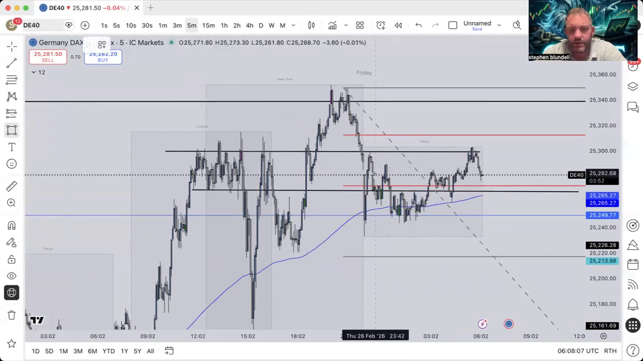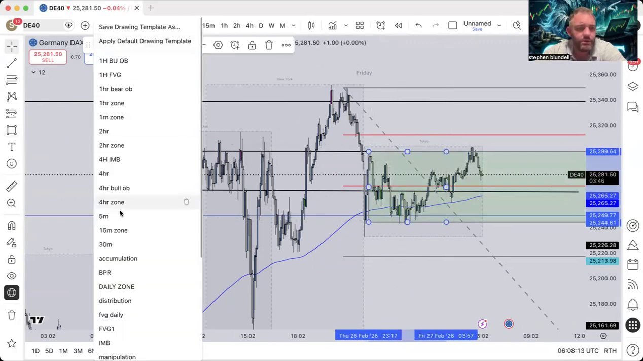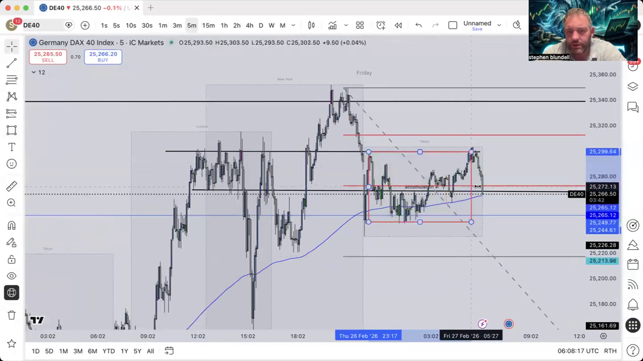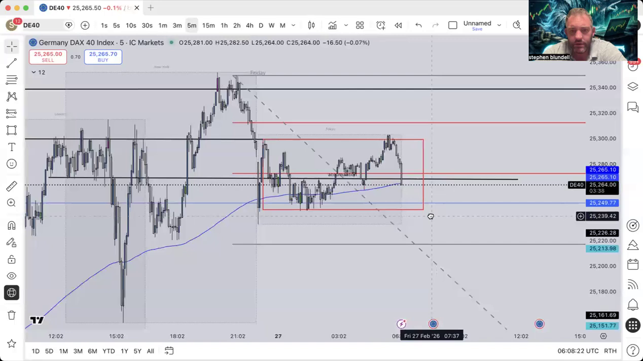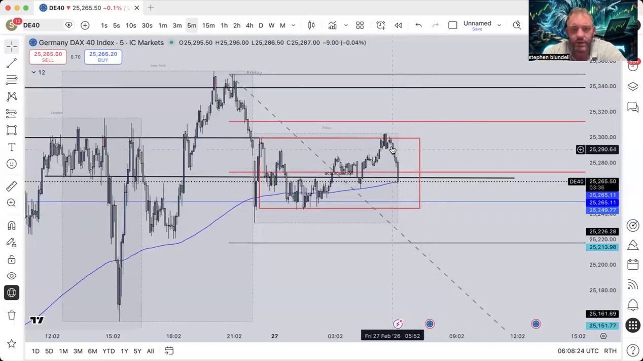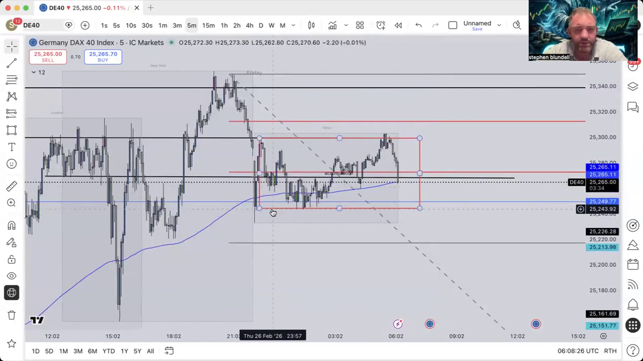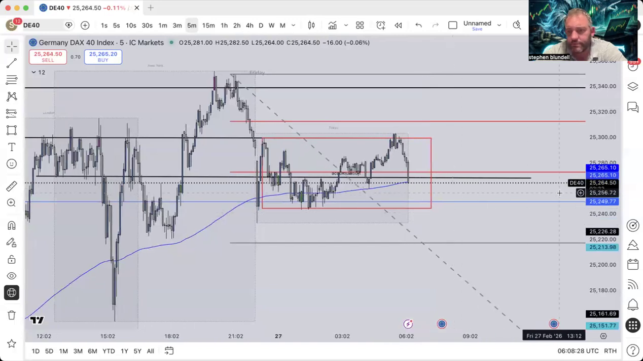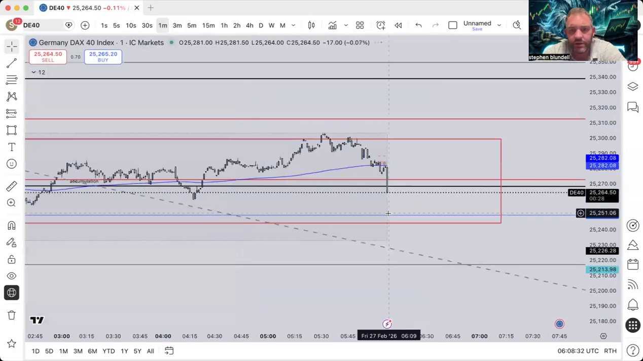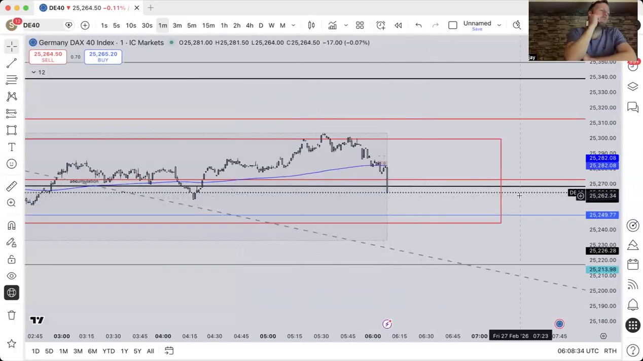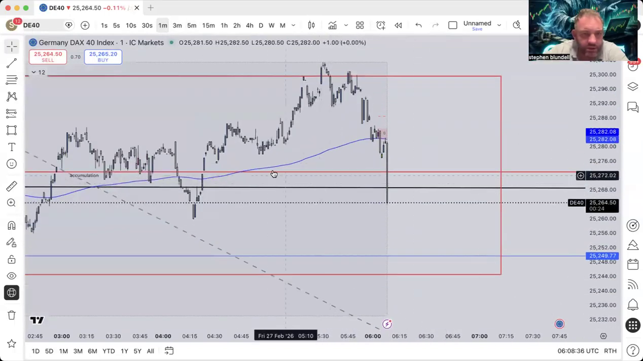This here is, let's just change that to accumulation. Oh, something's just happened. Okay, so that currently is an accumulation zone. That 1 minute order block would have just been devoured. Just that anyway, wherever it was.